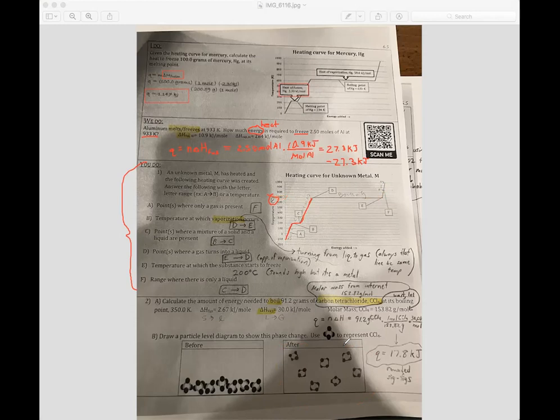So let's go through some of these answers. We got the point where only a gas is present. That you wrote gas here, that is right. So you want to just put F there. That's good. Temperature at which vaporization occurs.